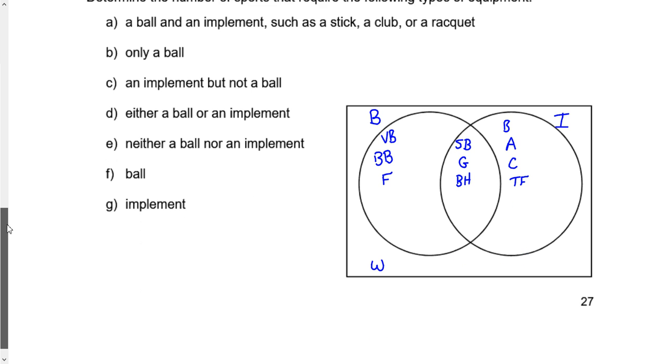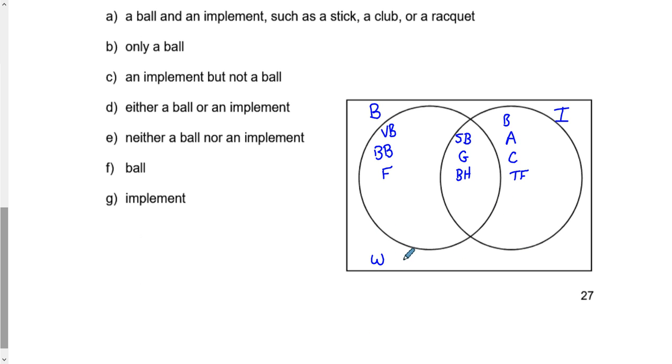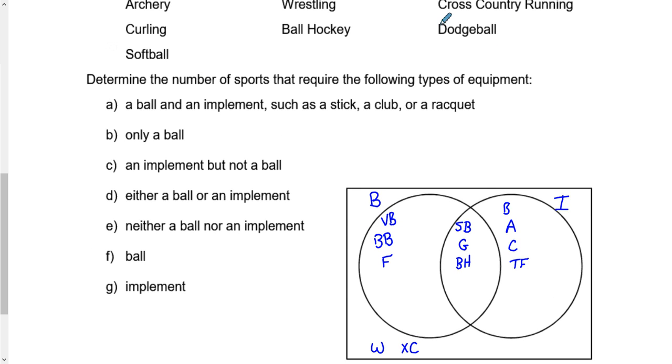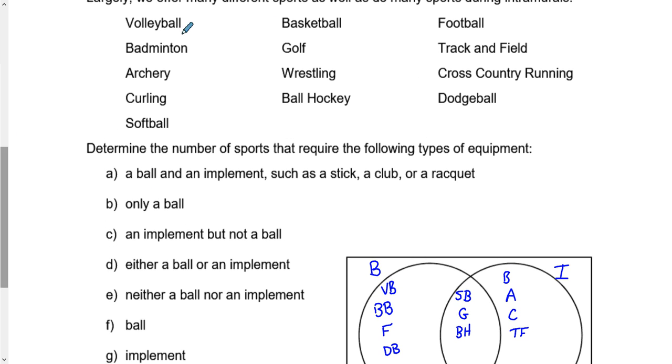Cross country running. Doesn't need anything. And dodgeball. Just needs the ball, doesn't need anything else. So here's what we're going to do. We have a total of, let's see, 13 sports.